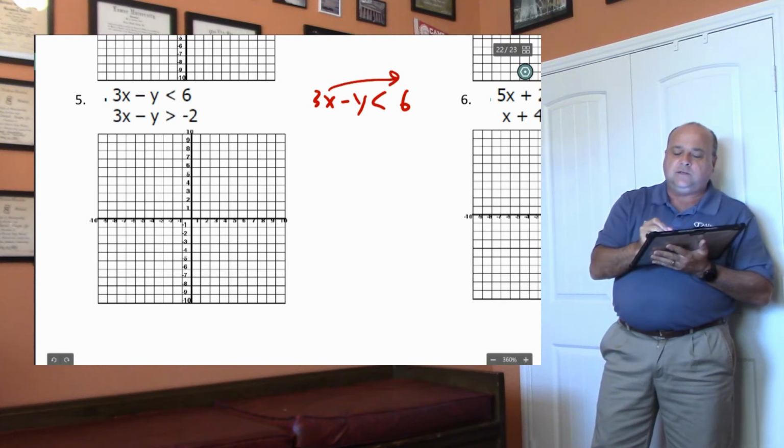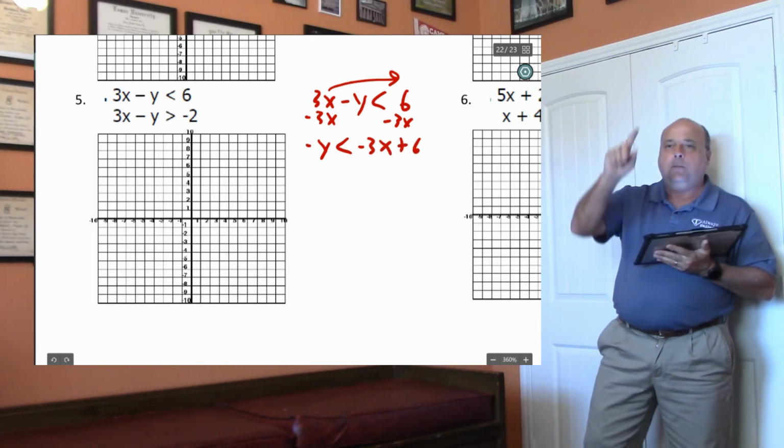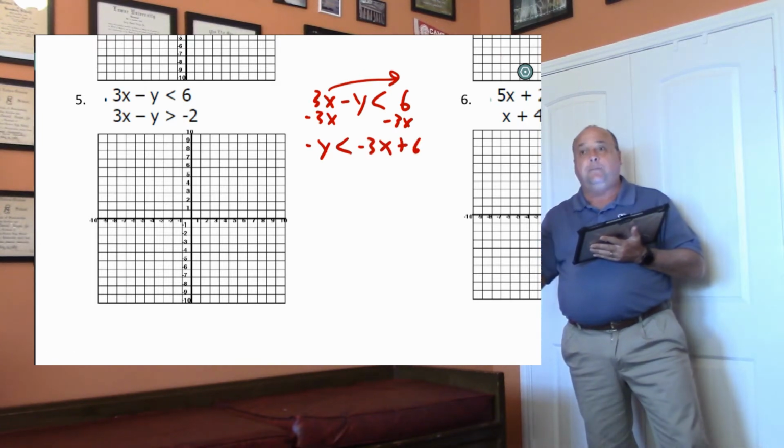So let's solve this. We're going to move over the 3x. So we'll get negative y less than negative 3x plus 6. Remember, when you add or subtract, it does not flip the inequality.